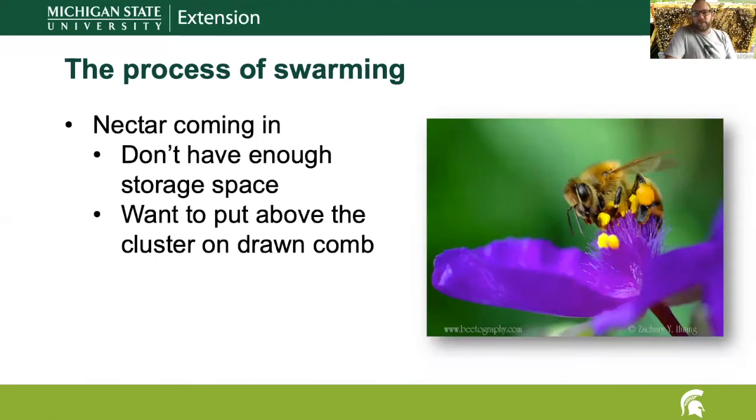Okay, so during the lead up to the swarm, nectar is coming in and they don't have enough space to put it in the hive because the hive is thick with brood. What they want to do is store it above the brood chamber like they always do. But if there's no drawn out comb available above them, they're going to just start storing it anywhere. And this is something that happens a lot of times. I see this happen a lot with folks who purchase nucs.